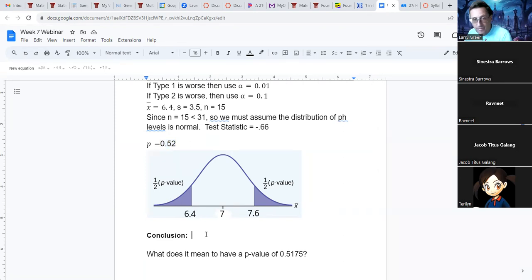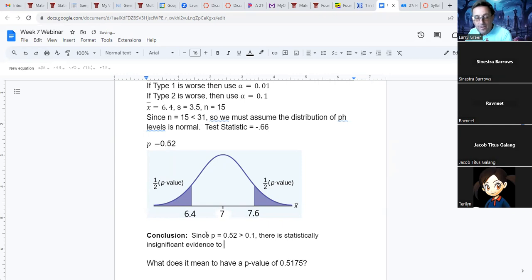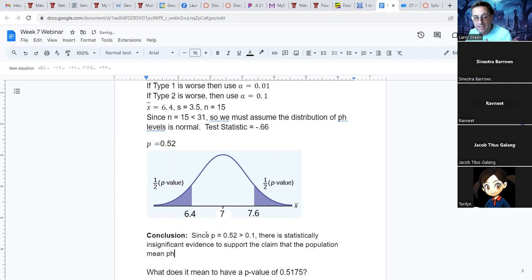So the answer is, let me write down, since p is equal to 0.52, which is certainly greater than 0.1, because that was our level of significance, there is statistically insignificant evidence to support the claim that the population mean pH of water that flows into Tahoe differs from 7.0.